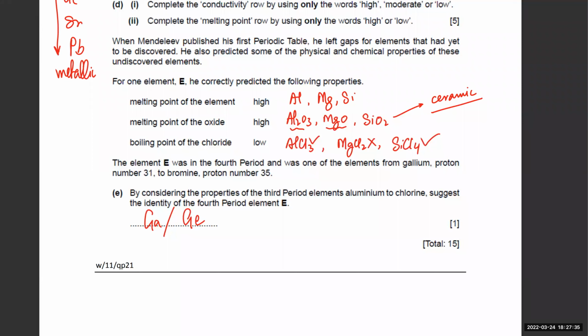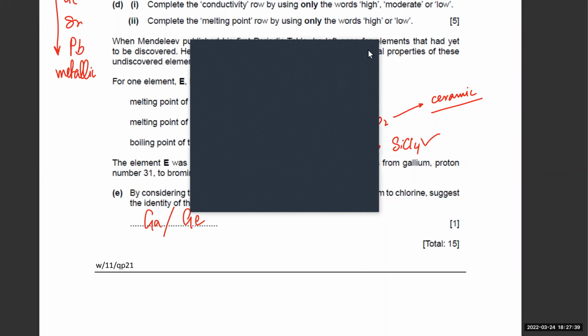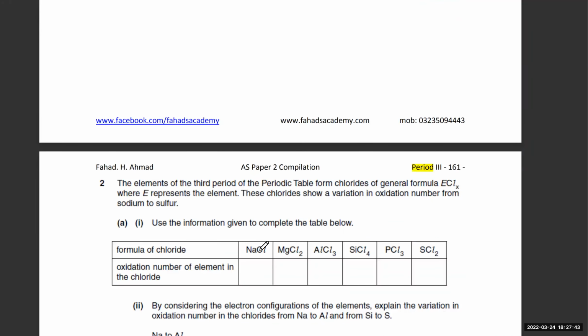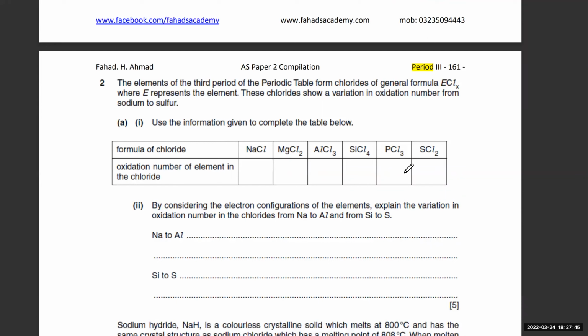Let's see, बाकियों को clear है? Mine is okay. अच्छा, फिर ये oxidation number. You've got NaCl, MgCl, that's easy. कि oxidation number Na is +1, Mg is +2, Al is +3. Si is over here, because Cl is -1, remember that. So Si must be +4. Phosphorus is going to be, in this case, +3. And sulfur would be +2.